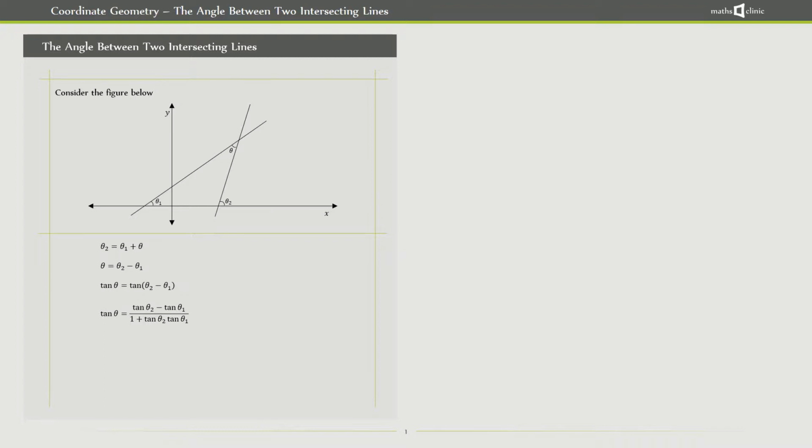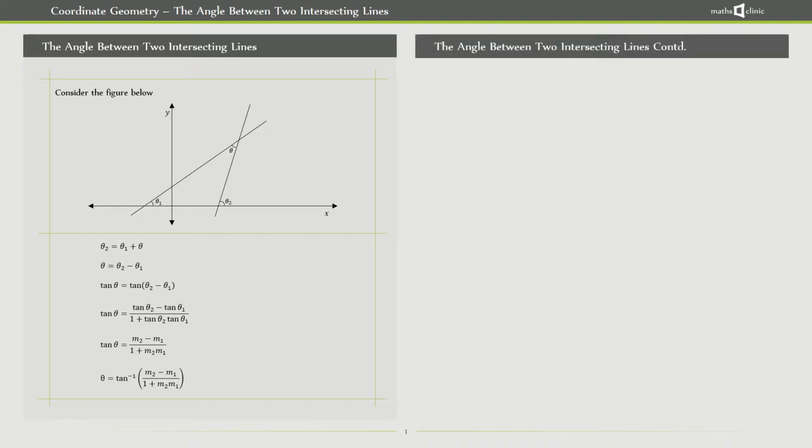And then you'd remember from when we were talking about gradients that tan theta 2 is m2, the gradient of line 2, and tan theta 1 is m1, the gradient of line 1. And I think we can go ahead and do this. Okay, and then if you're looking for the angle between two intersecting lines, you can simply say the angle theta is tan inverse of the difference of the gradients of the two lines divided by 1 plus the product of the gradients of the two lines. And yeah, that is how you find the angle between two intersecting lines.